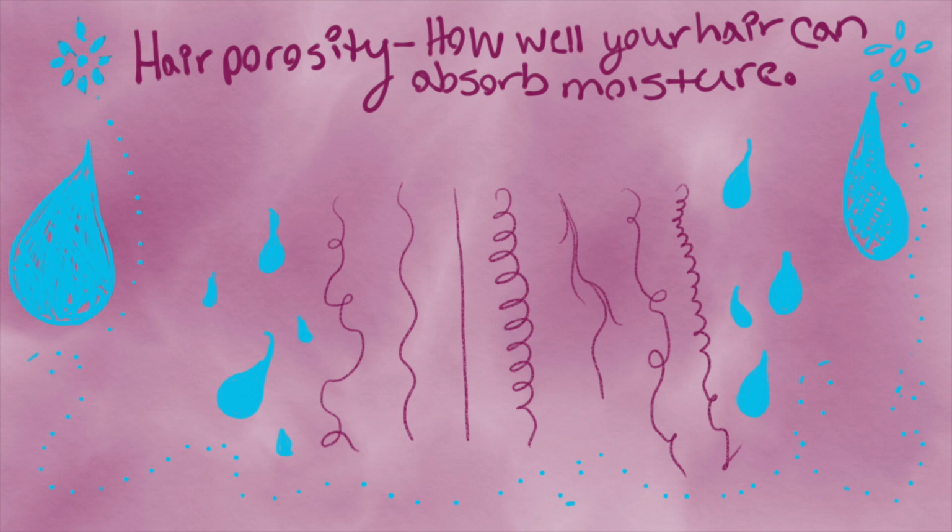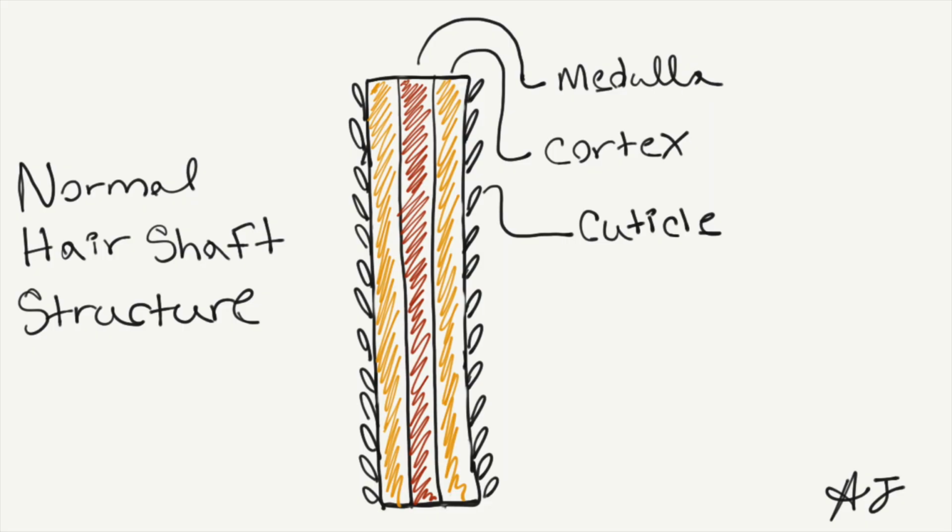Okay, love, so let's talk about hair porosity. What is hair porosity? As you guys can see, I drew out these cute little pictures for you. Hair porosity in its simplest form, no matter what type of hair texture you have, is basically how well your hair can absorb moisture. This is what a normal hair shaft structure looks like. You have the medulla, the cortex, and the cuticle. The cuticle is going to play the most important part in hair porosity.